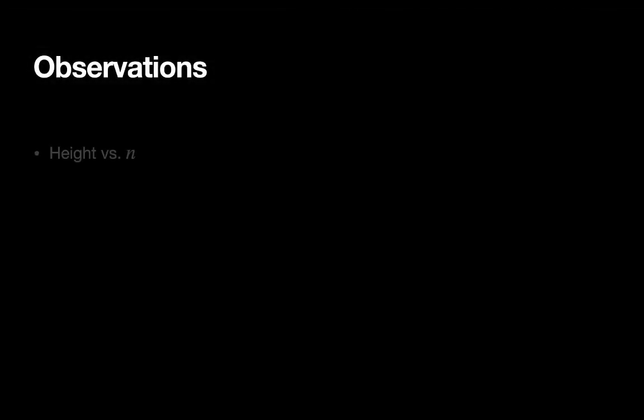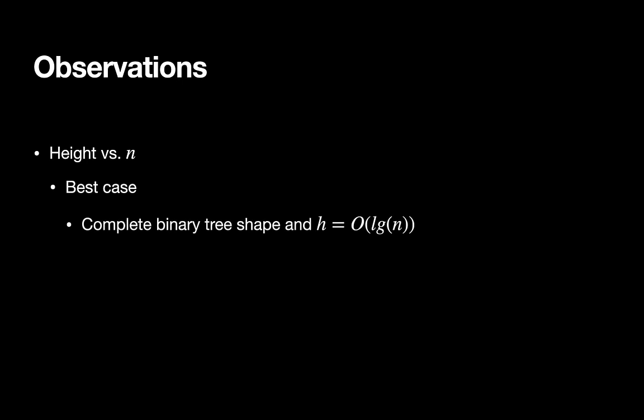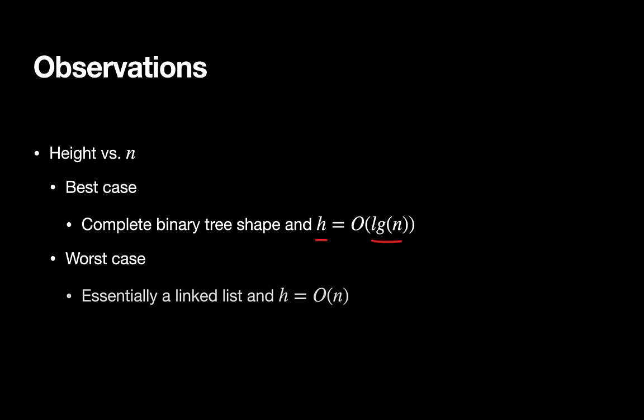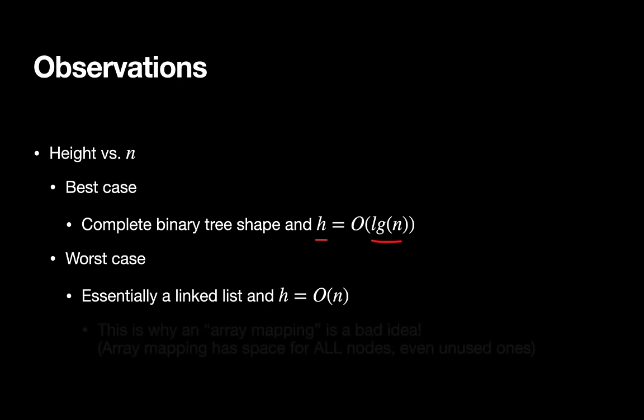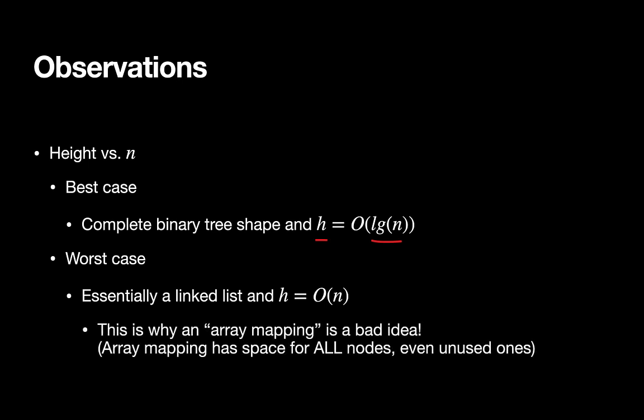So some observations about the height versus the number of nodes. In our best case, we basically had the complete binary tree shape that we encountered when we were working with heaps, where the height is essentially log n. But the worst case was our scraggly trees, where we essentially had kind of a linked list, and the height was on the order of n.